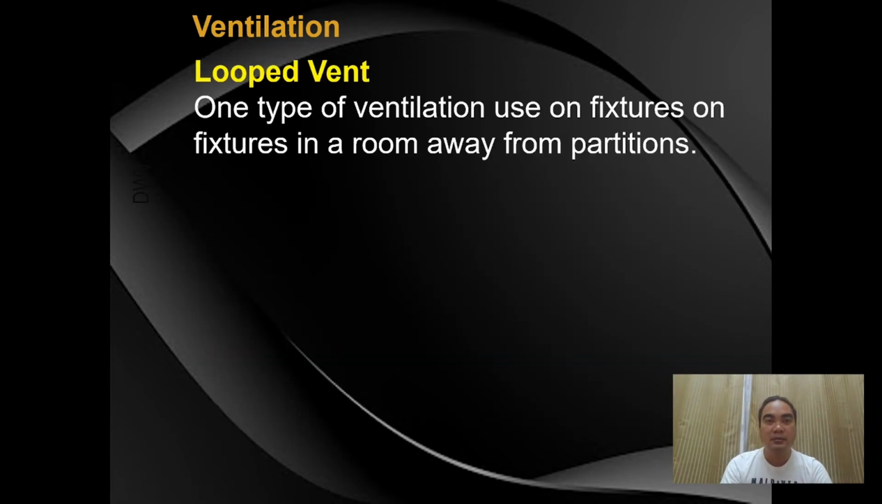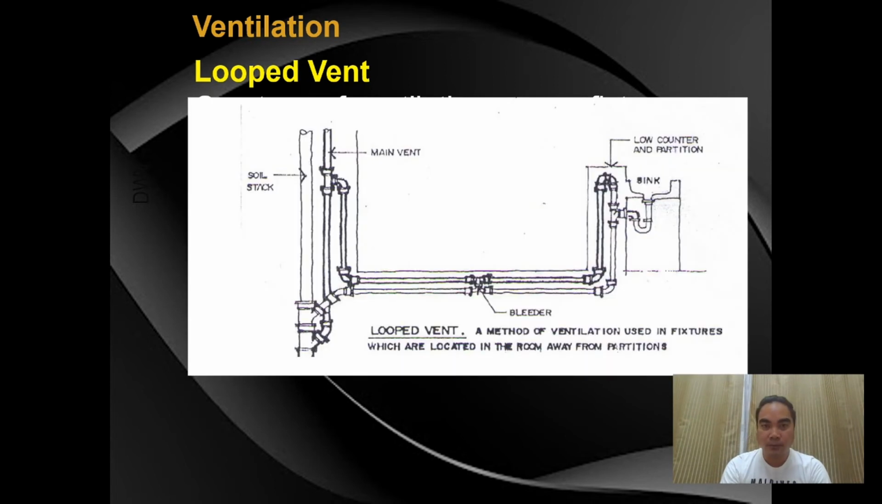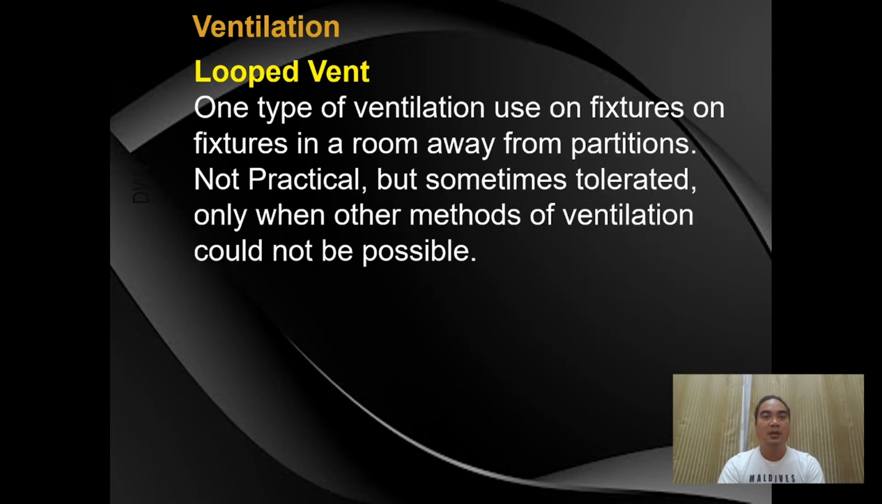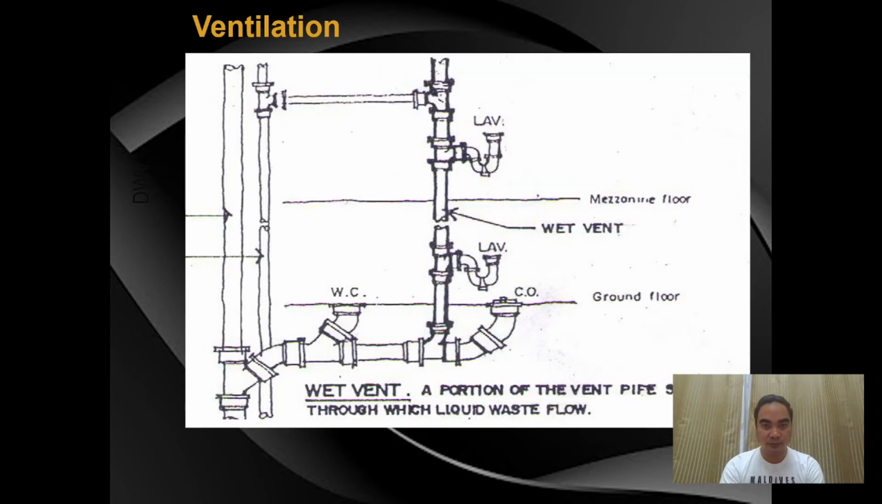Loop vent. One type of ventilation used on fixtures in a room away from a partition. Not practical, but sometimes tolerated only when other methods of ventilation are not possible. Loop vent: a method of ventilation used on fixtures which are located in a room away from a partition. Wet vent. Vent pipe system where liquid waste regularly flows.